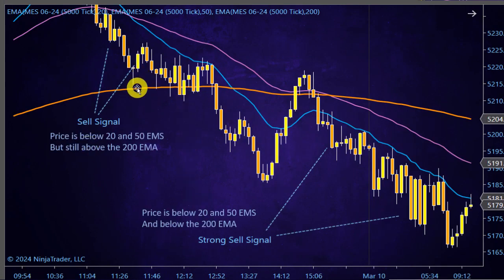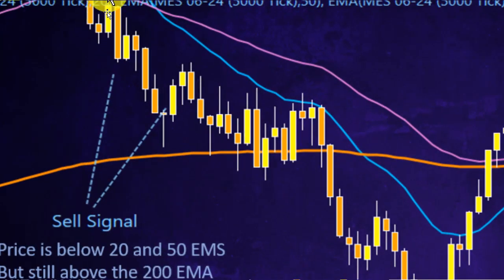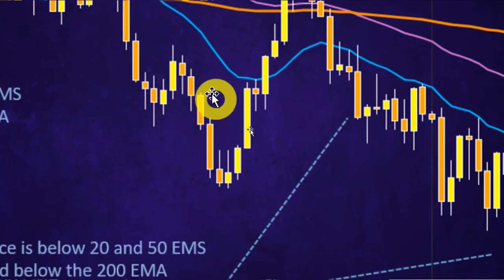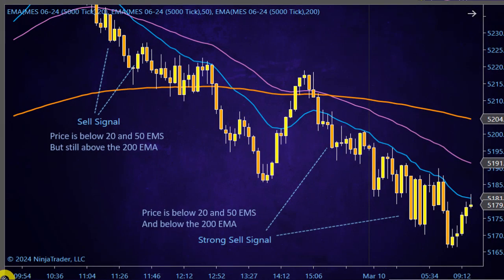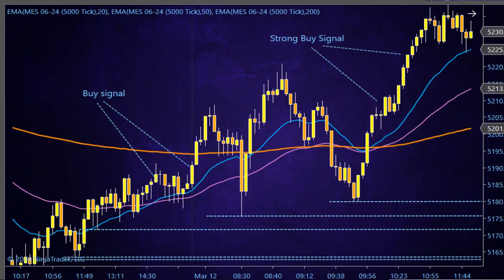All right, so here we go. Sell signal because prices drop below the 20 and 50. Strong sell signal when it drops down in this area here. Right there. Strong. Okay. What else do we have?